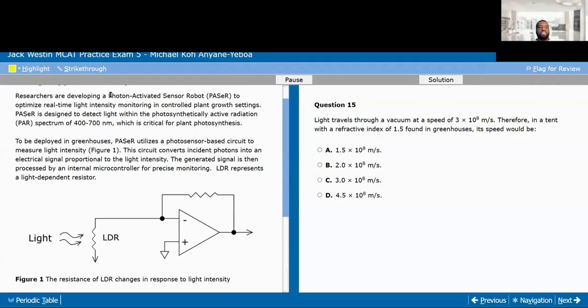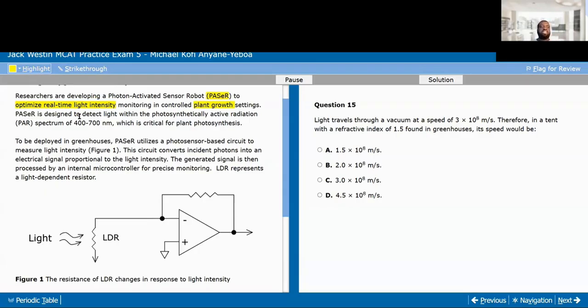Researchers are developing a photon activated sensor robot. Usually I highlight the acronyms, I don't highlight the full name, but PASER to optimize real-time light intensity monitoring and control plant processes. So what does PASER do? It optimizes real-time light intensities, okay? And this helps to monitor plant growth, right? That's what it does. Now they're going to give us more information, right?